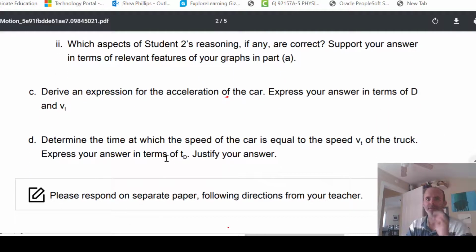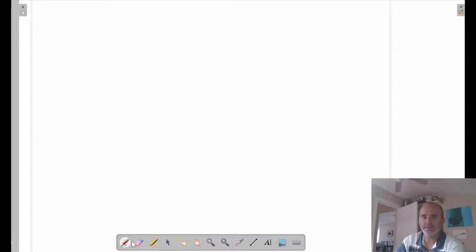Okay, so let's go to part C. Derive an expression for the acceleration of the car. Express your answers in terms of d and vt. So we want the final answer in terms of vt and d. For this, I'm going to use delta x here because we're used to our kinematic equations being in terms of delta x.